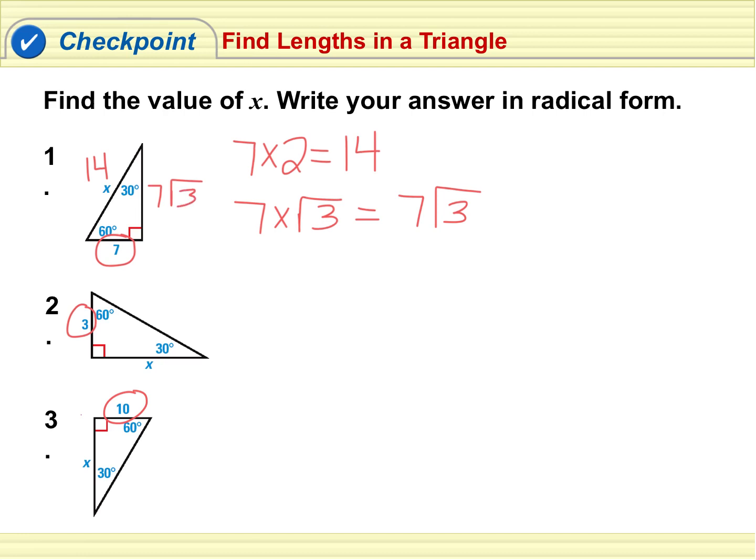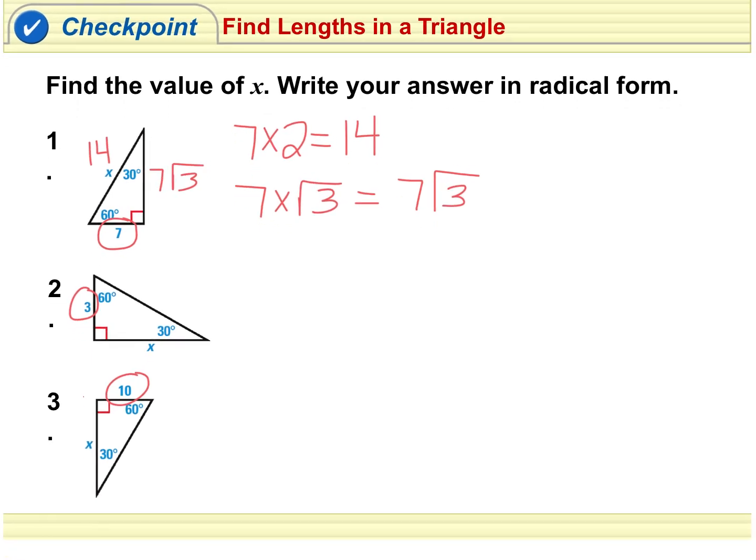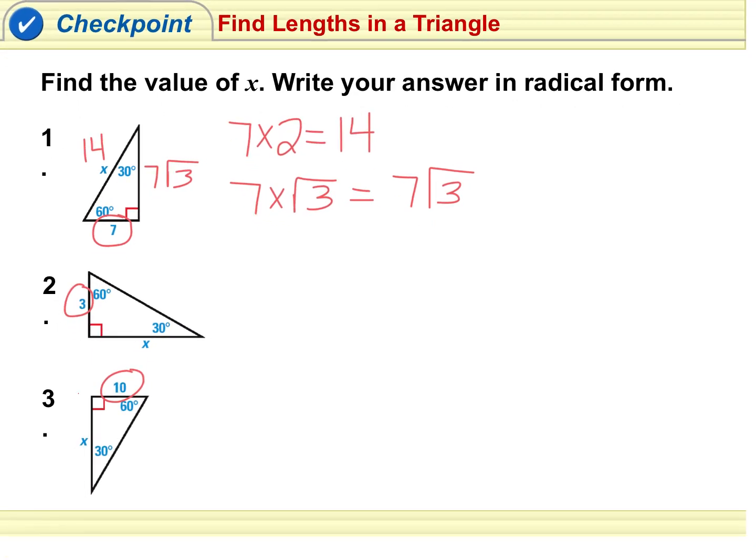Are 2 and 3 pretty similar? Just with different numbers? Okay, let's look at number 3. I already circled the short leg. Which one do we want to find first? Hypotenuse. How can I go from short leg to the hypotenuse? Multiply by 2. Yep, 10 times 2, which is 20.